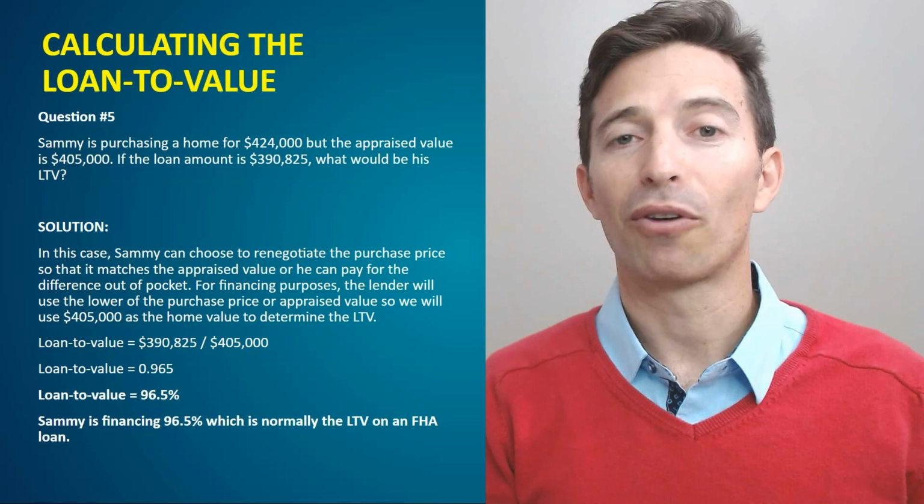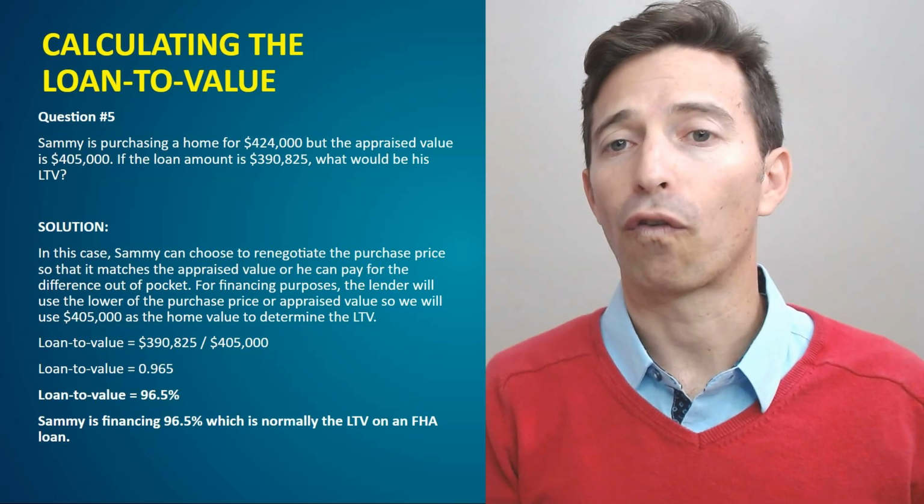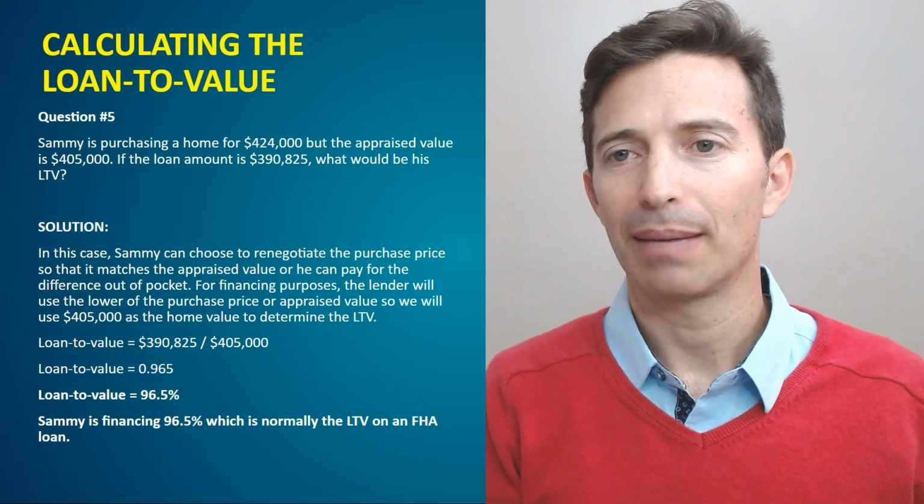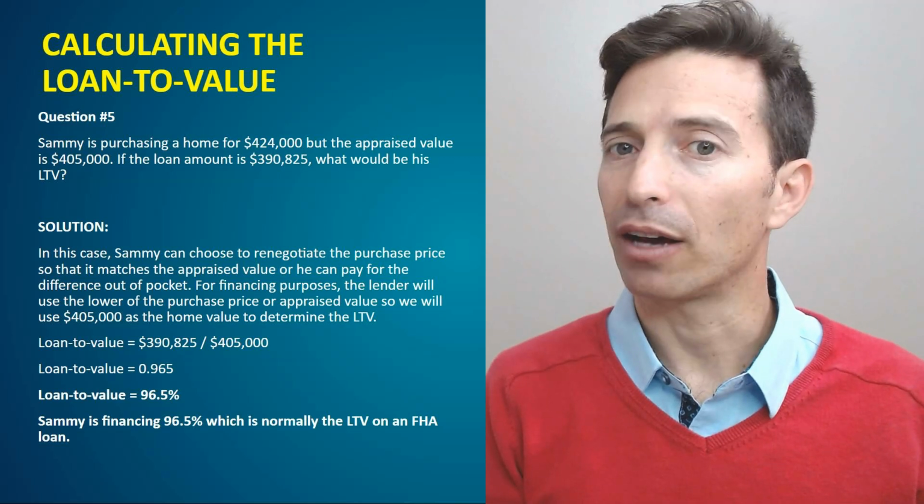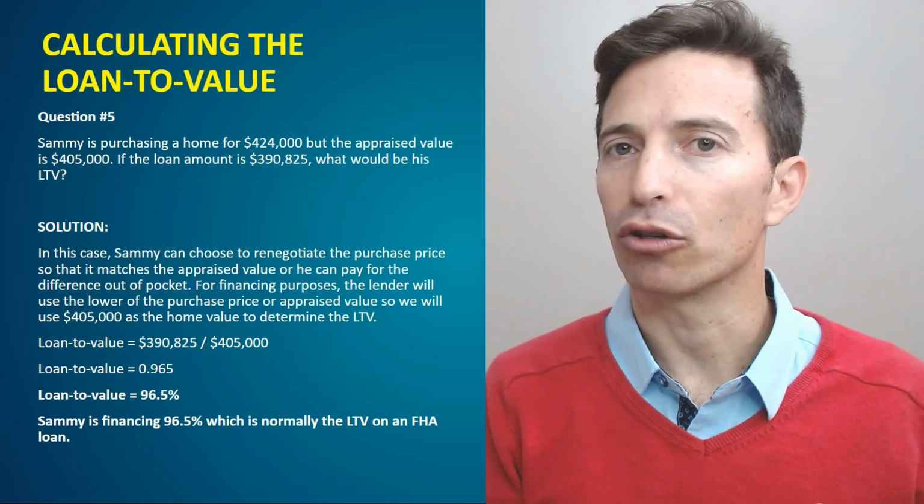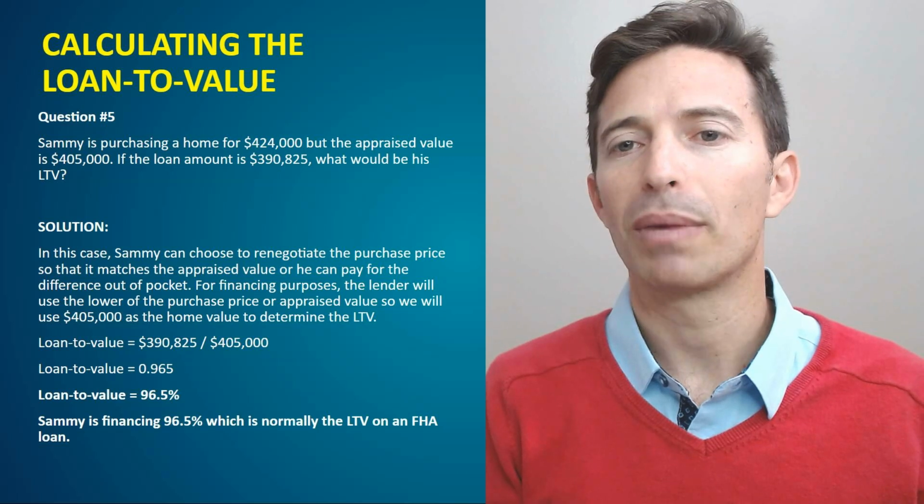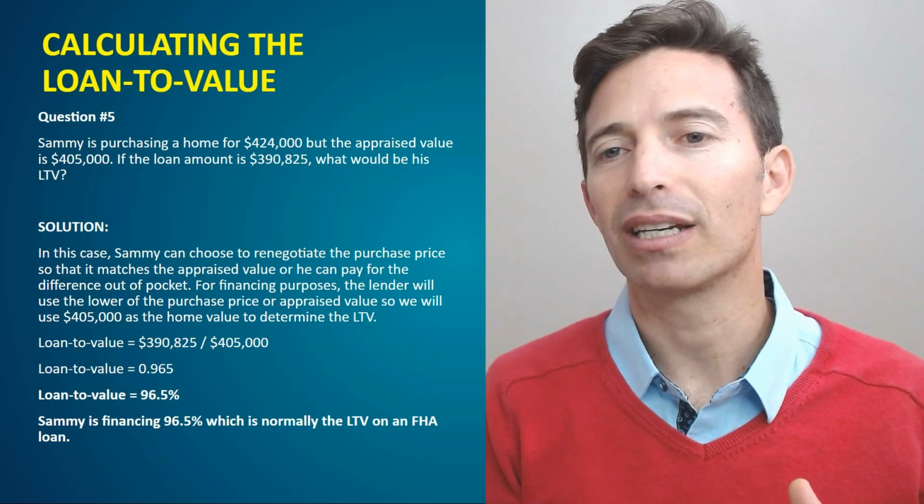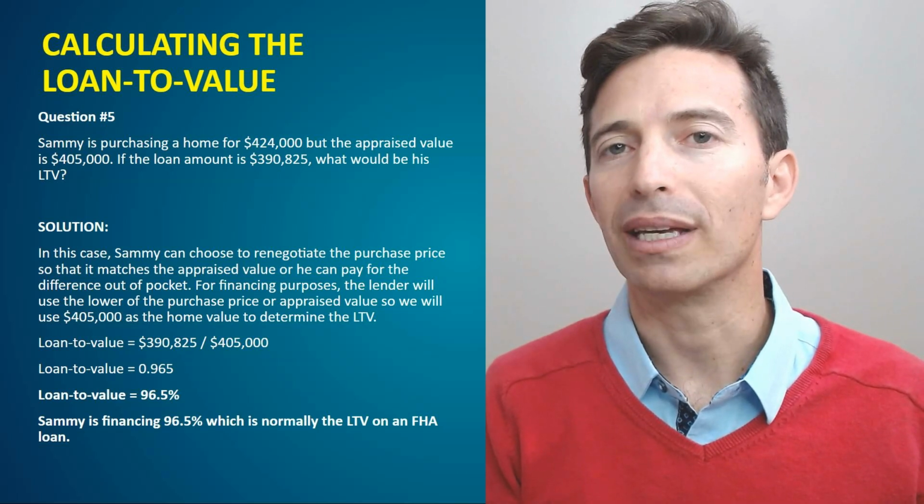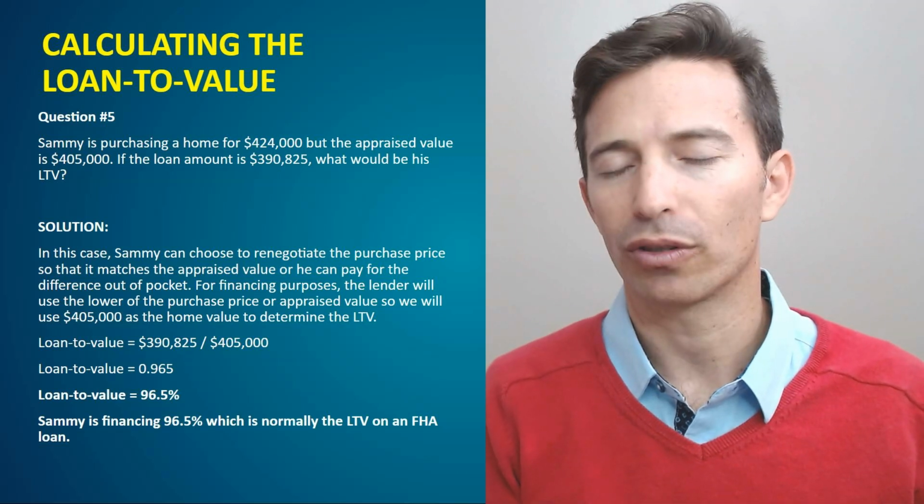Question number 5. Sammy's purchasing a home for $424,000, but the appraised value is $405,000. So now we know that the appraised value came back lower. If the loan amount is $390,825, what would be his LTV or his loan to value?